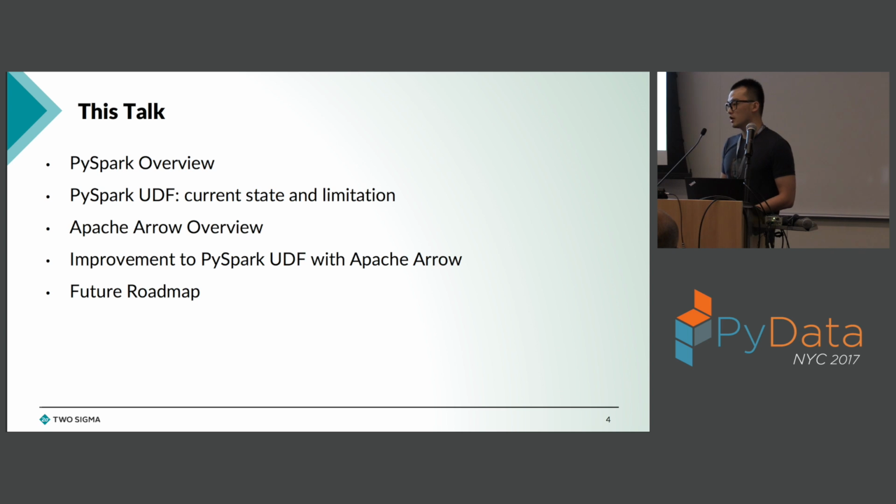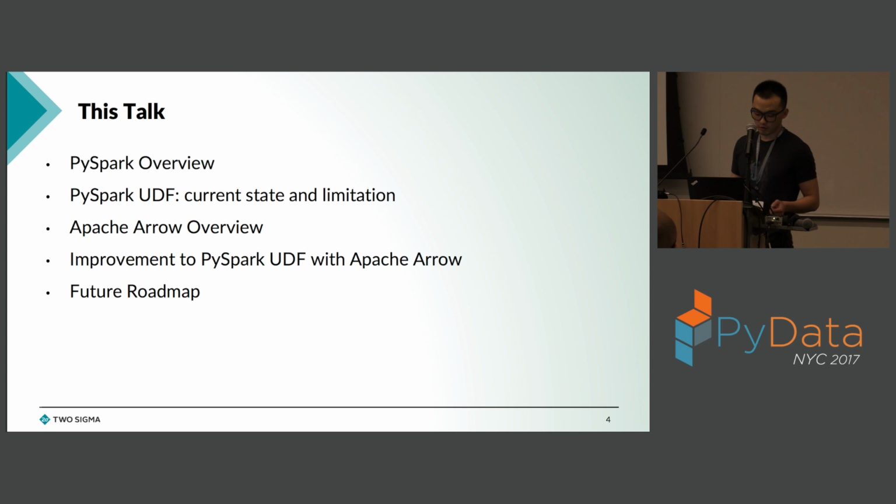Then I'm going to focus on a specific area of PySpark which I think needs improvements, which is Python UDFs. Then I'm going to talk about Apache Arrow. What is it? Why is it interesting? Why you should care about it? And I will talk about improvements to PySpark UDFs that we can make with Apache Arrow, and finish with future roadmaps.